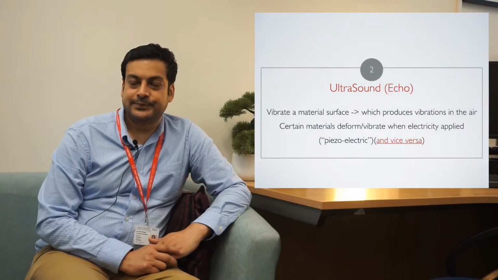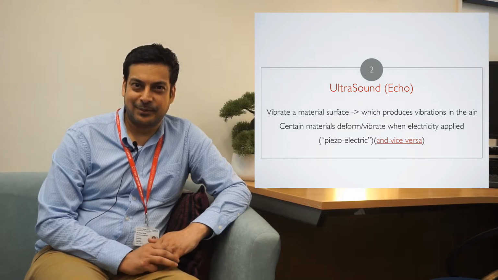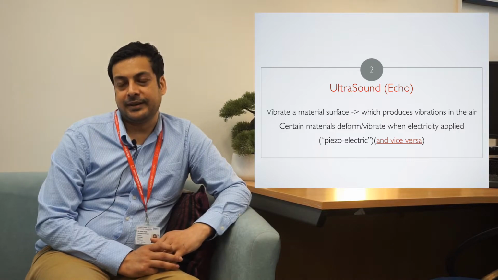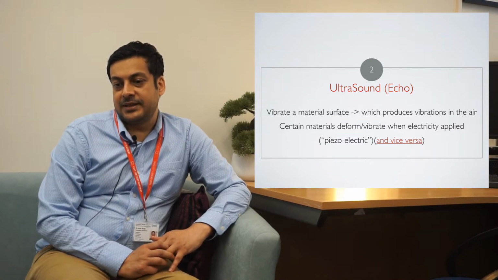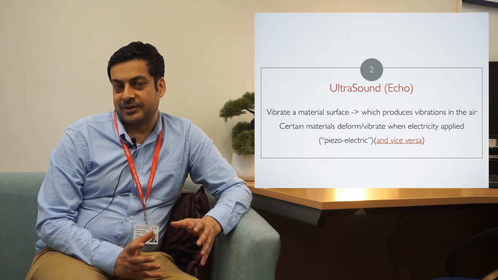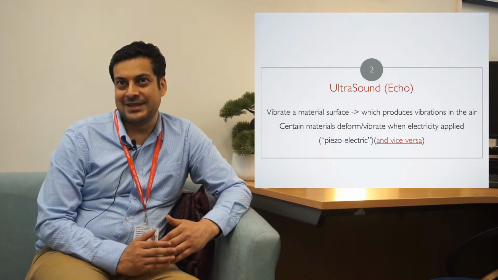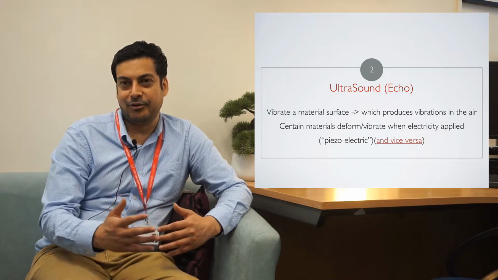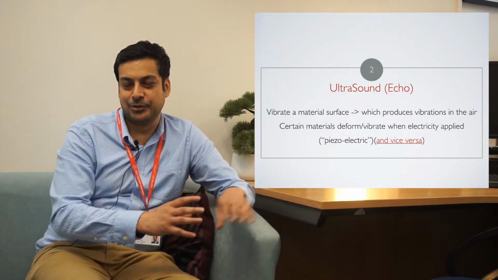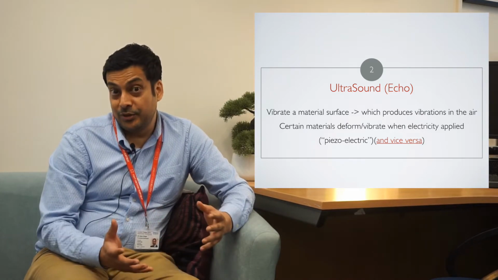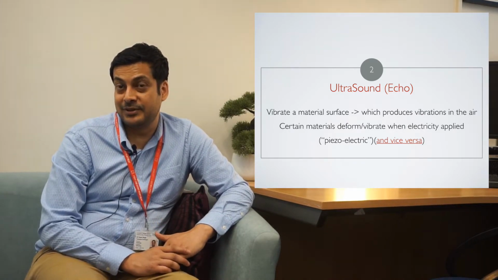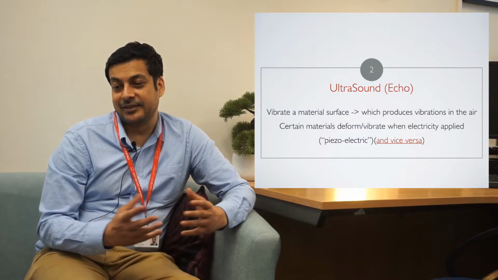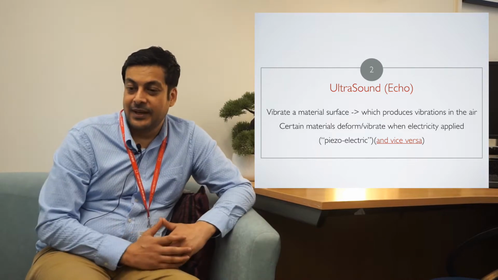So ultrasound, when we use it for cardiac applications in the heart, we call echocardiography. How does it work? The basics are that we vibrate a material surface, and if we vibrate the material surface, it vibrates the air that's right next to it. And that vibration then produces a wave that we saw in the earlier diagram. How do we do that? Well, it turns out that there are certain materials that deform when you apply electricity. And that class of materials is called piezoelectric.